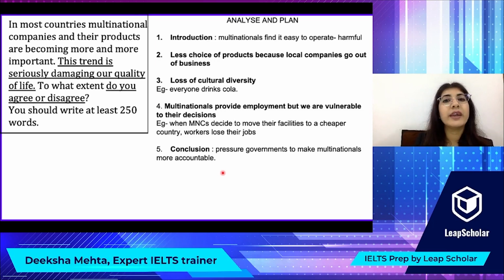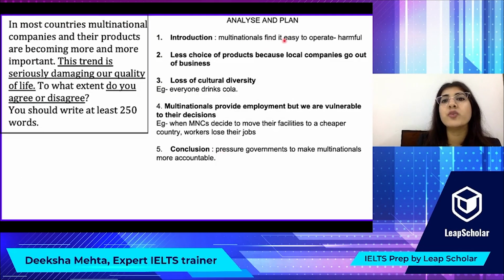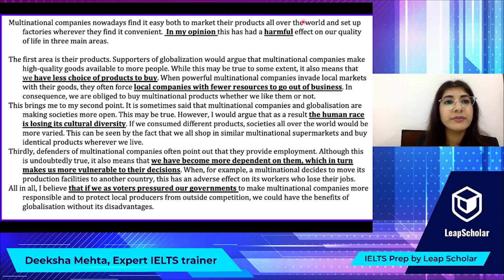All right, so let's look at one more example. Sorry, let's look at the sample essay. So on the screen, you can see a sample essay of this task. Let's look at where they have included these points. So let's look at the first point, the introduction, where we said multinationals find it easy to operate and this is harmful. So they have made this as the introduction paragraph.